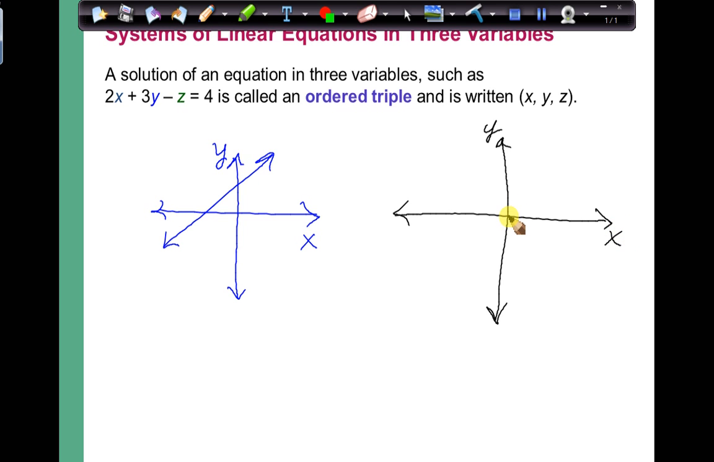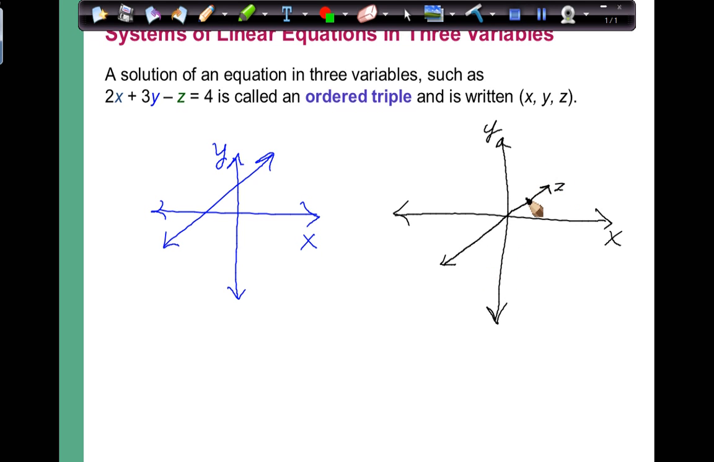But what if we, and you'll have to imagine with me because I can't draw on my screen in three dimensions, but what will happen if we have another axis coming straight out of the screen? Okay, straight out of the screen, right at you, and then going back into the screen as well. Okay, so a third axis, and we're going to call that the z-axis. Okay, then we could have a line in three dimensions.